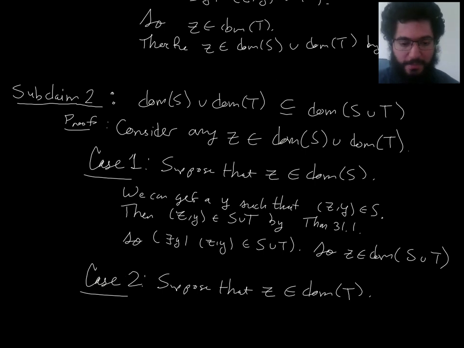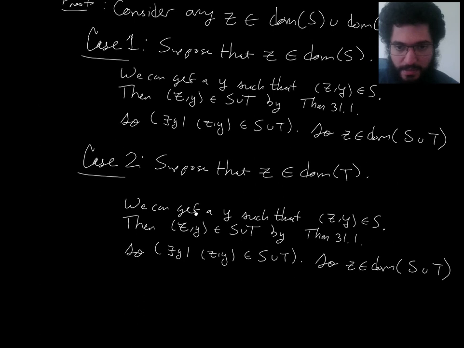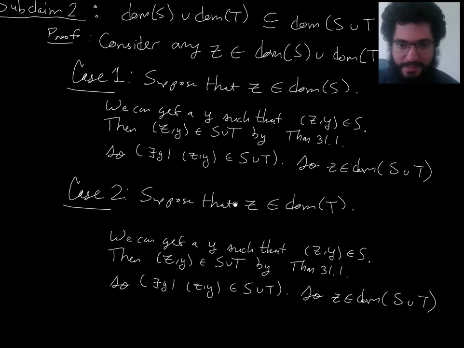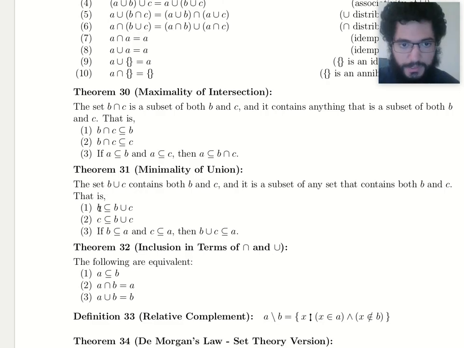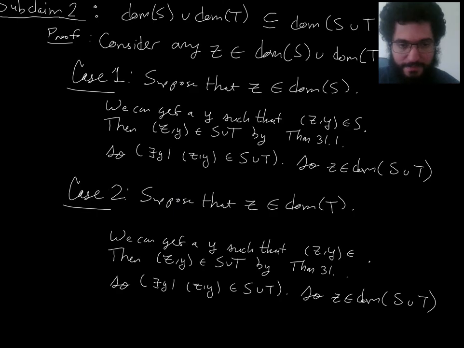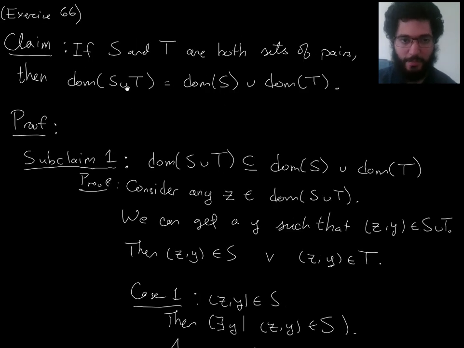Okay, and I'm going to copy and paste for the next one, and just carefully read it and make sure everything makes sense. So z is in domain T, so we can get a y such that, and then this should be in T now. And then this will be by theorem 31.2, which tells me that T is a subset of S union T. And I think this line is fine. So that's it. And now we have proven that the domain of a union is the union of the domains.